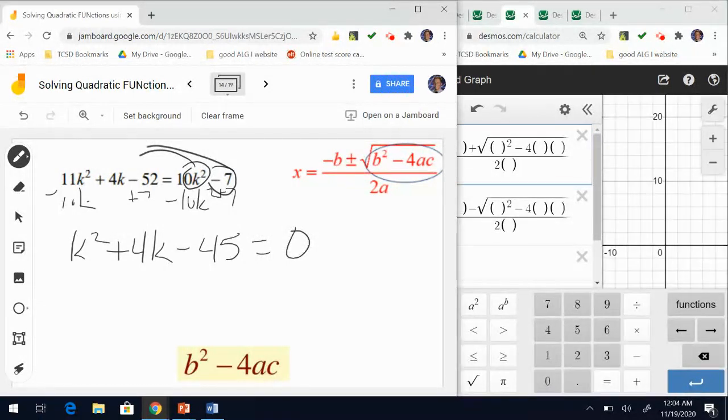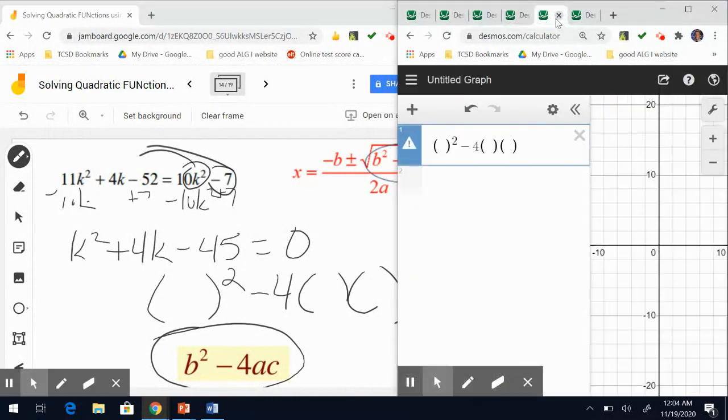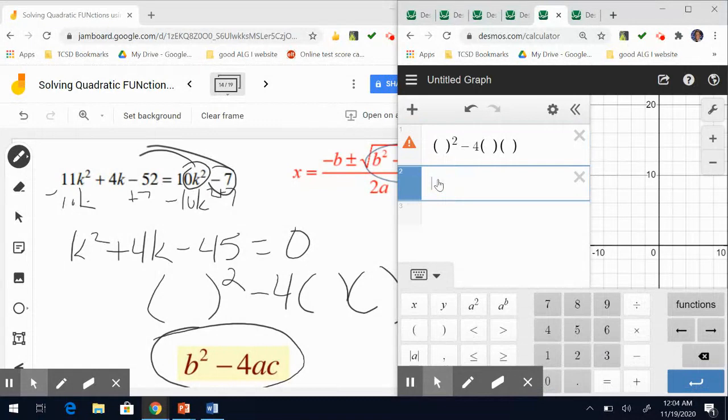Now, what's it asking us to do here? It's asking us b squared minus 4ac. So again, it's parentheses squared minus 4 times 2 sets of parentheses. And I believe I've already done that in Desmos as well. Right there. So, just to copy what I did, parenthesis, square, minus 4, parenthesis. What goes in the top? B. What's our B value here?